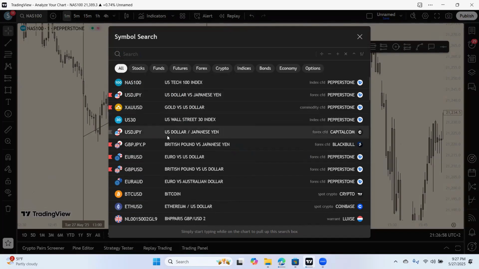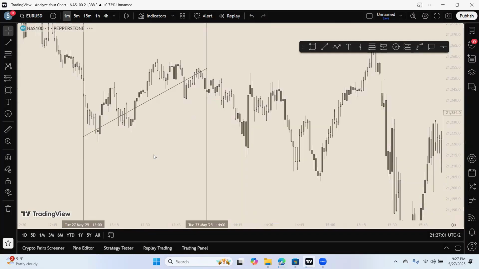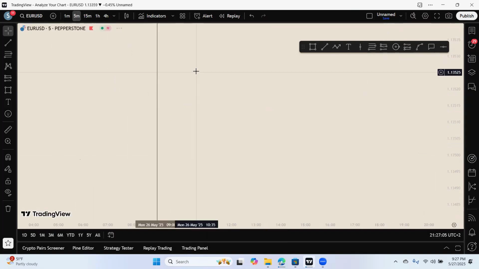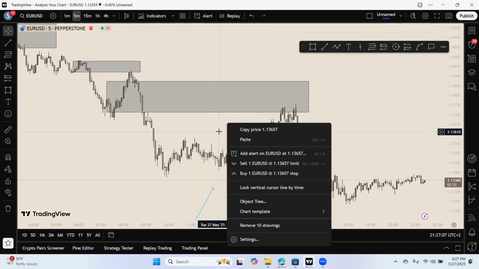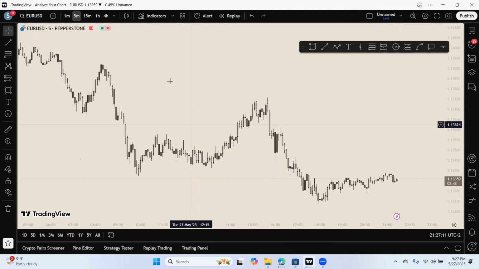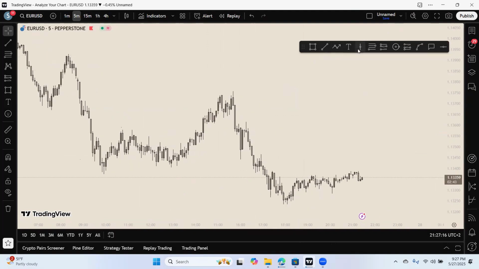So let's check our last pair, which is EURUSD, just for vibes. The 5 minutes time frame as usual. Remove drawings. Then go to my 5 minutes time frame. Mark my 1 to 2.